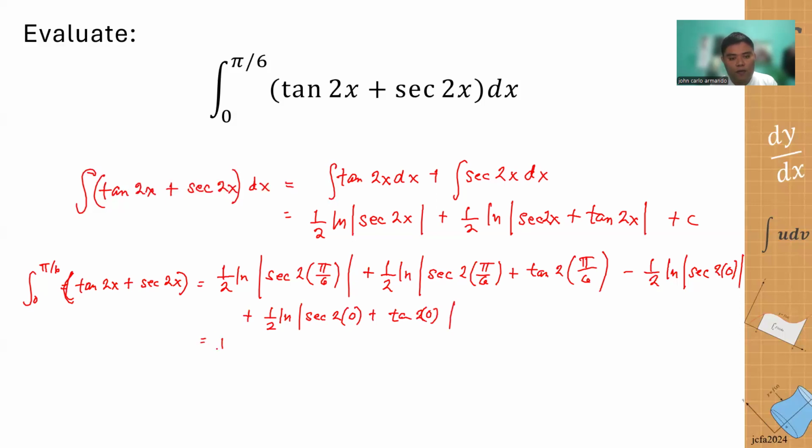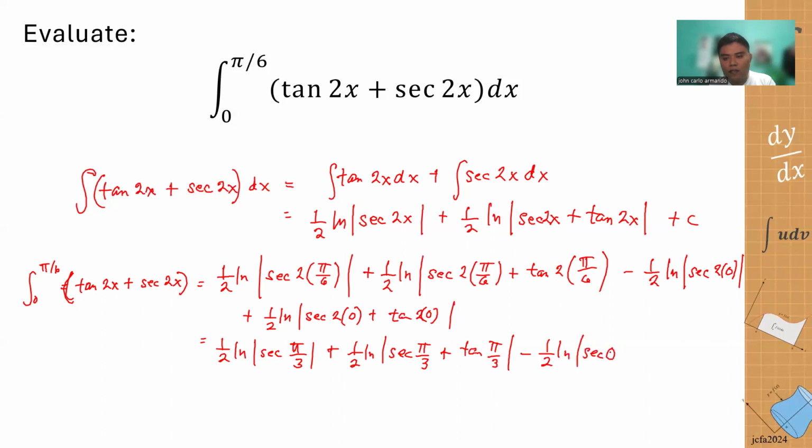Okay, so that's 1/2 ln secant 2 pi over 6, or pi over 3, plus 1/2 ln secant pi over 3 plus tangent pi over 3, minus 1/2 ln secant 0 plus 1/2 ln secant 0 plus tangent 0.